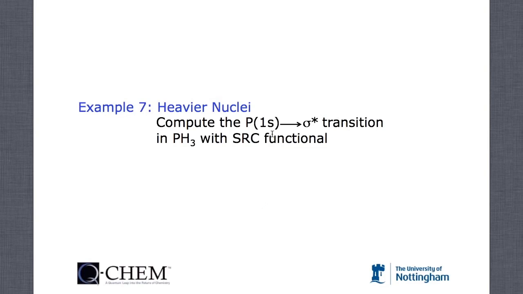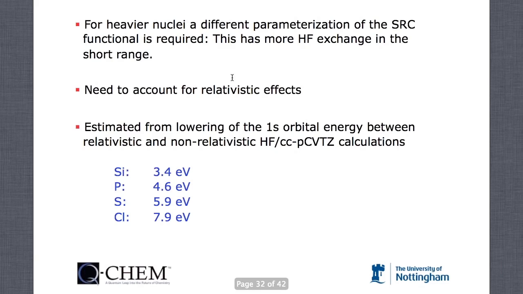So if we now want to think about heavier nuclei, we're going to think about a phosphorus 1s transition to sigma star in the PH3 molecule. There are two factors we need to think about here. The first is, for heavier nuclei, we need a slightly different parameterization of our short-range corrected functional. And the second is, we can't ignore relativistic effects. Here I'm talking about scalar relativistic effects, and the effect they have is to lower the energy of the core orbital.